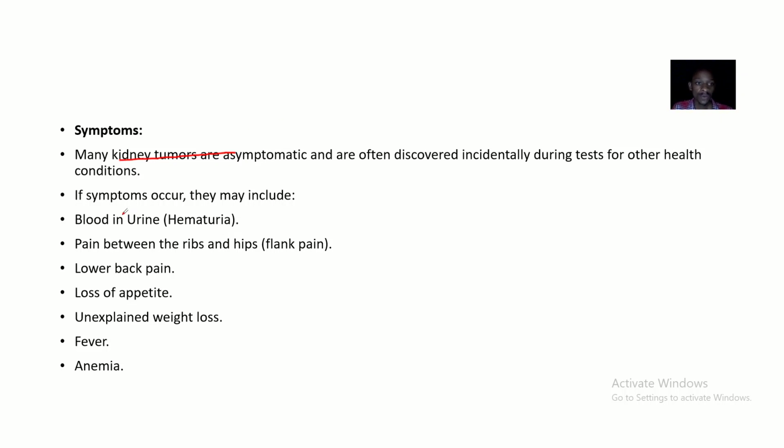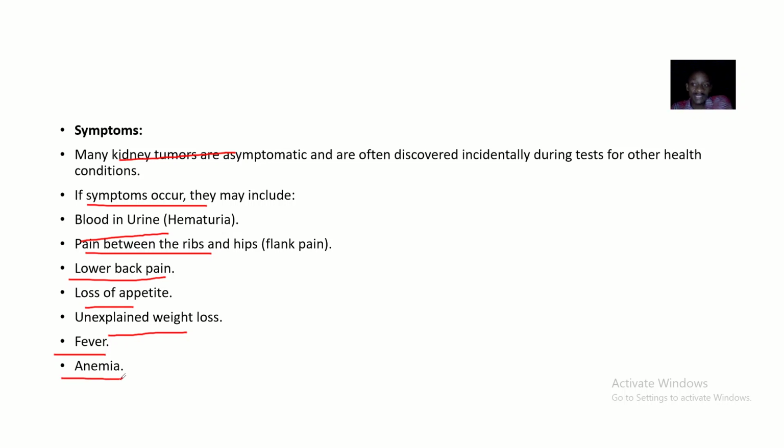Now some symptoms may include blood in urine, because there's a tumor, so it is affecting the cells. It's definitely affecting the blood vessels too. So you can have blood in urine if you have kidney tumors. Then there's pain between the ribs and the hips. That's flank pain. It has pain in the left upper quadrant or pain in the right upper quadrant. Then there's lower back pain, loss of appetite, unexplained weight loss, fever, and anemia.